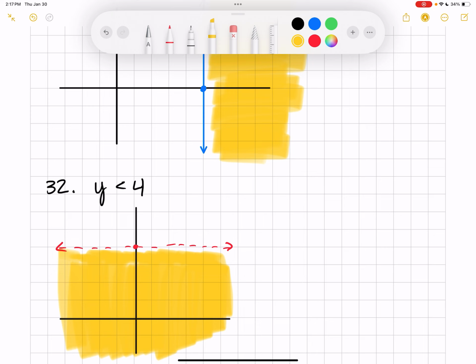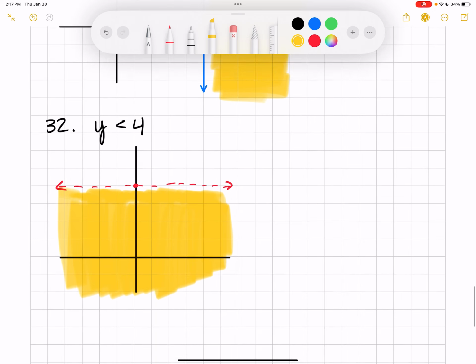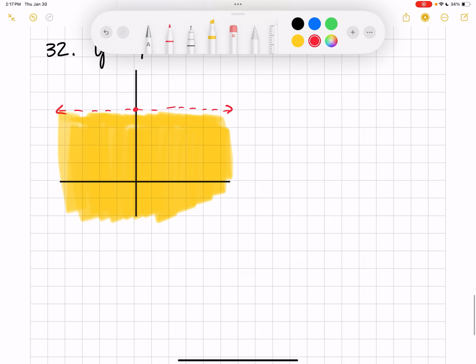This highlighter's bad. My highlighter's alive and free. I'm going to use my blue highlighter. Why are you holding it like that?